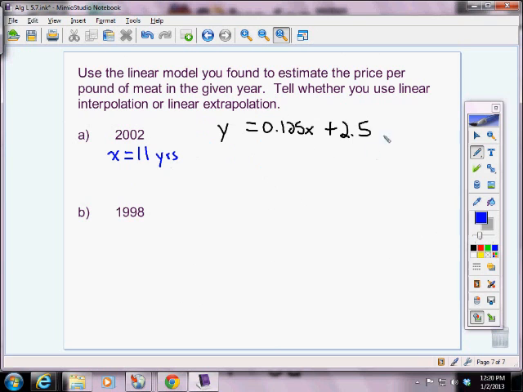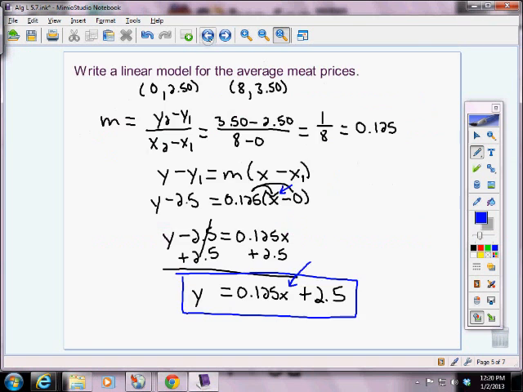So again, we talked about why it's important to put it in y equals form. Now all we have to do is plug in 11 for x. So we're going to say our price, which is y, equals 0.125 times 11 plus 2.5. If you type that correctly into a calculator, you come up with 3.875. Now, since we're talking money, we probably should write this as $3.88.